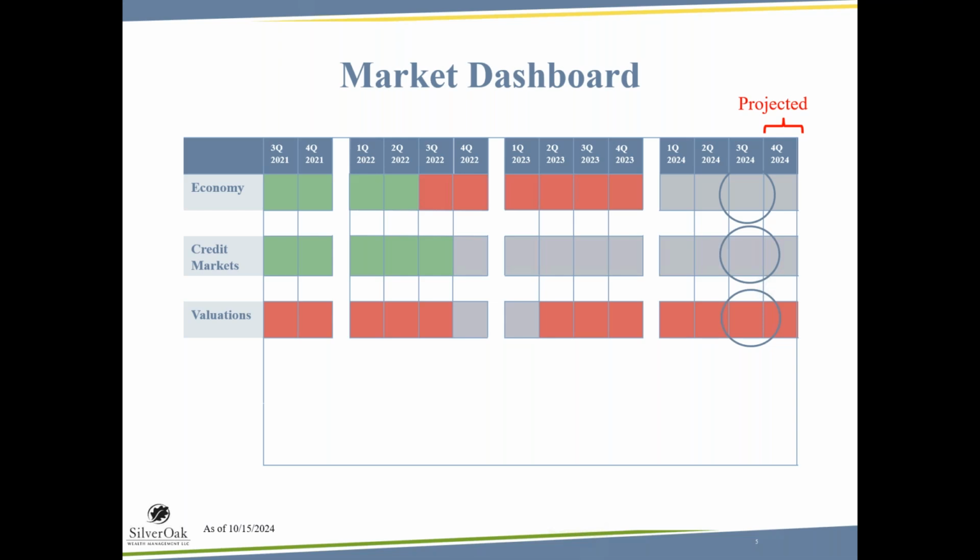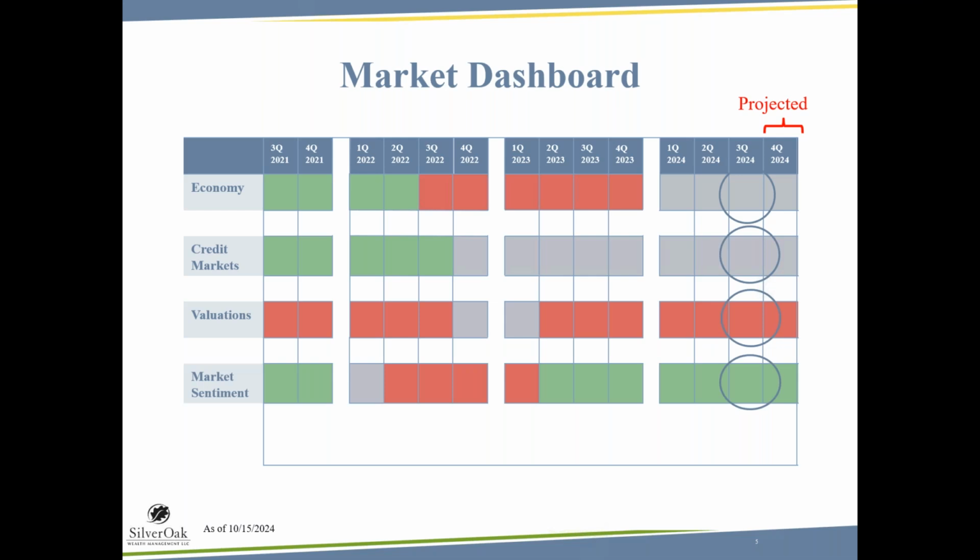Absolutely correct. And then the fourth factor under the dashboard is the market sentiment. And there's, I think, 8 sub-factors, if I recall correctly, to that particular component. And like with the other 3 components, it's remained consistent in the positive category, and we don't see a change happening for the fourth quarter.